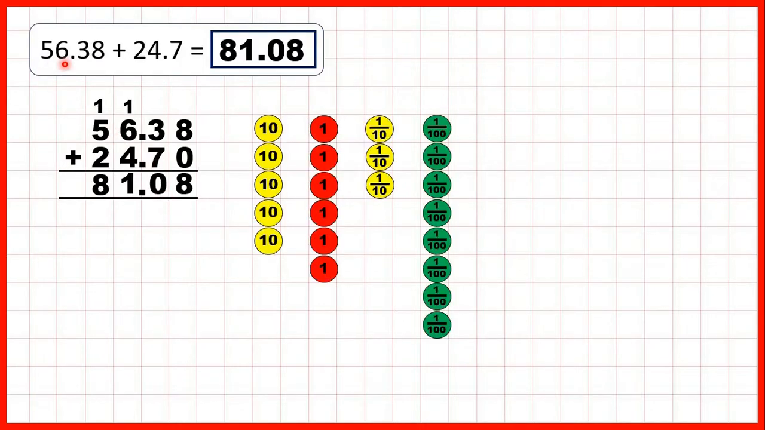Finally, we had 56.38, so 5 tens, 6 ones, 3/10, and 8 hundredths, and we were adding 24.7. So we didn't need to add any hundredths, so we kept the 8 hundredths in our answer. Then we moved on to the tenths column, and we needed to add 7/10. If we add 1, 2, 3, 4, 5, 6, 7/10, now we have 10/10, but we can only have one digit in each place value, so we need to exchange those 10/10 for one extra whole.